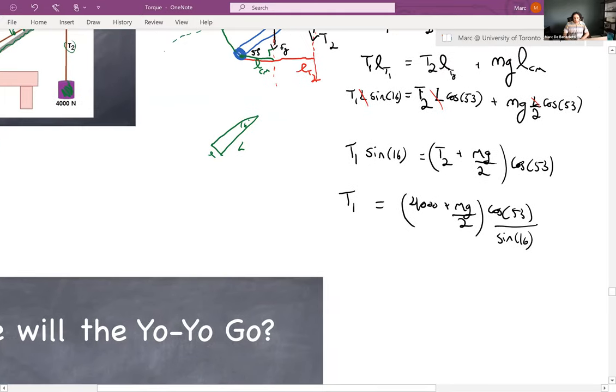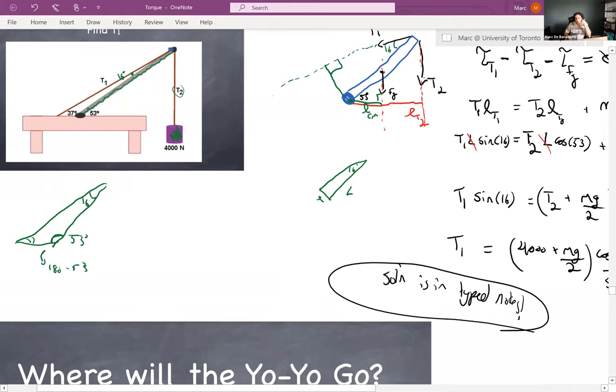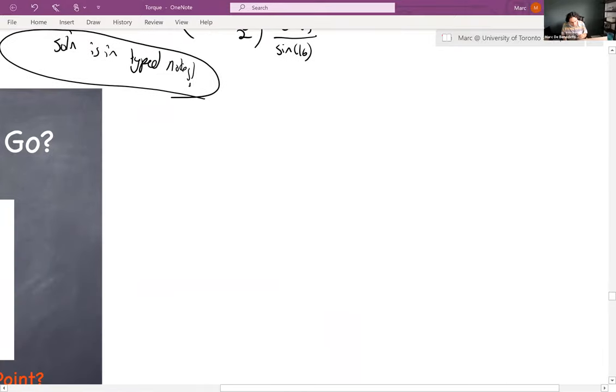So there you go. I will mention that the solution of this is in the typed notes. I know we went a little bit fast, but I encourage you to review the typed notes. That's pretty much all there is to torque, to be completely honest with you. All I can say at this point is do practice. We didn't have time to do it in lecture, but you know all the material. Technically, there's nothing new about this. So please practice.